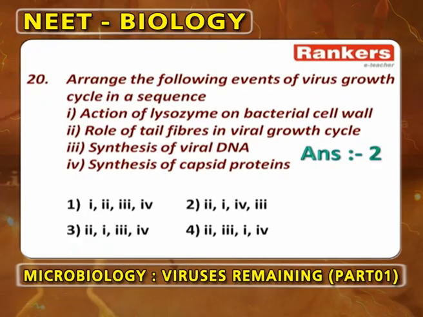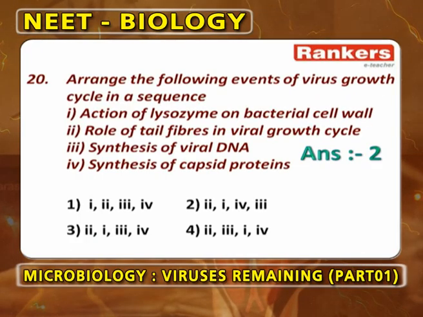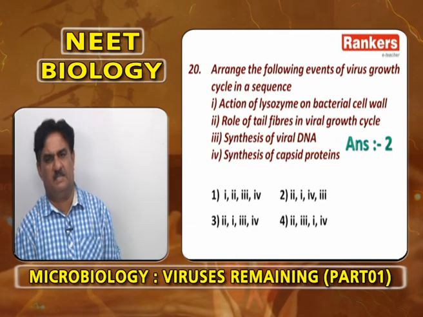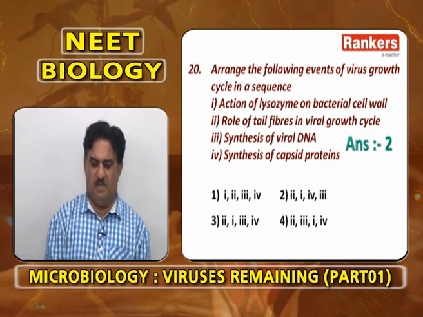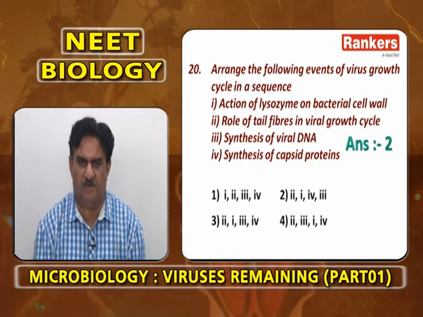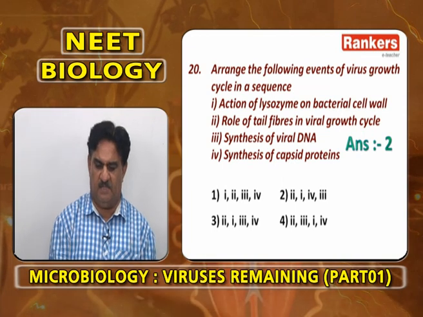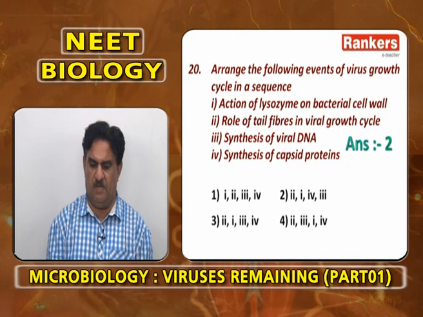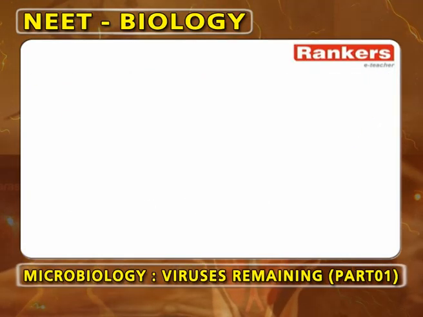First, role of tail fibers in the viral growth cycle. Second, action of lysozyme: once the tail fibrils are attached, then lysozyme action starts on the bacterial cell wall. Then synthesis of capsid protein coat. First the capsid protein coat is formed, then synthesis of viral DNA occurs, and new viruses are formed. So, 2, 1, 4, 3 will be the answer.